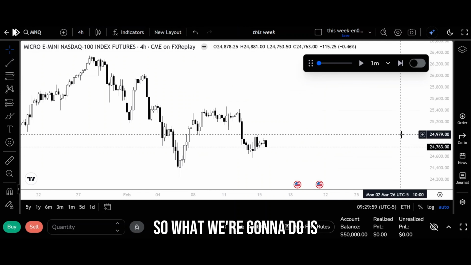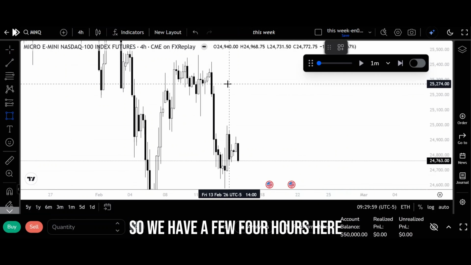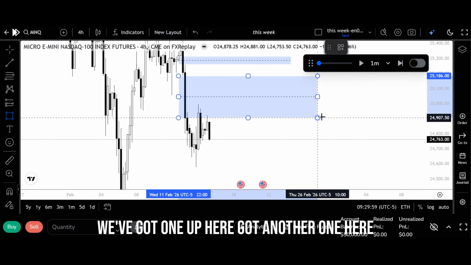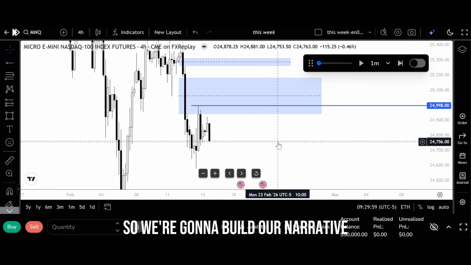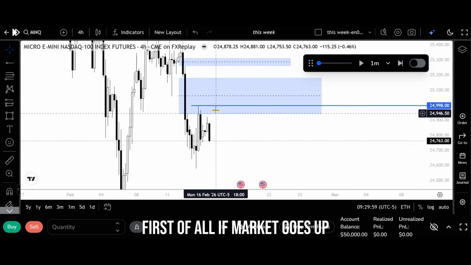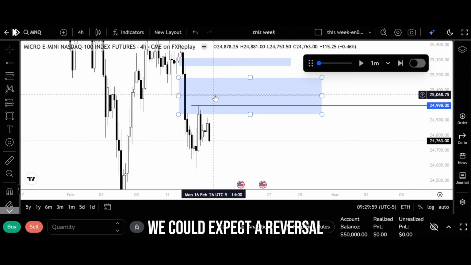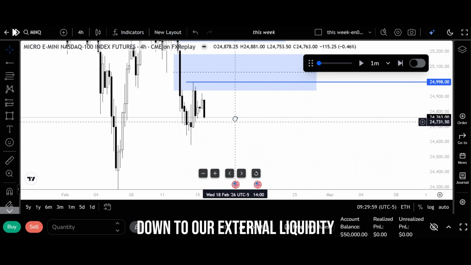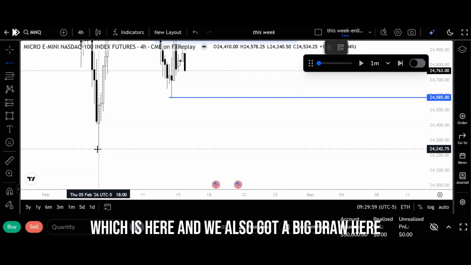higher time frame. So what we're going to do is first scope out the 4-hour chart. We have a few 4-hour gaps here. We've got one up here, another one here, and we've got 4-hour highs inside of the steps. So we're going to build our narrative. First of all, if market goes up, takes this liquidity inside of this 4-hour gap, we could expect a reversal down to our external liquidity, which is here, and we also got a big draw here.